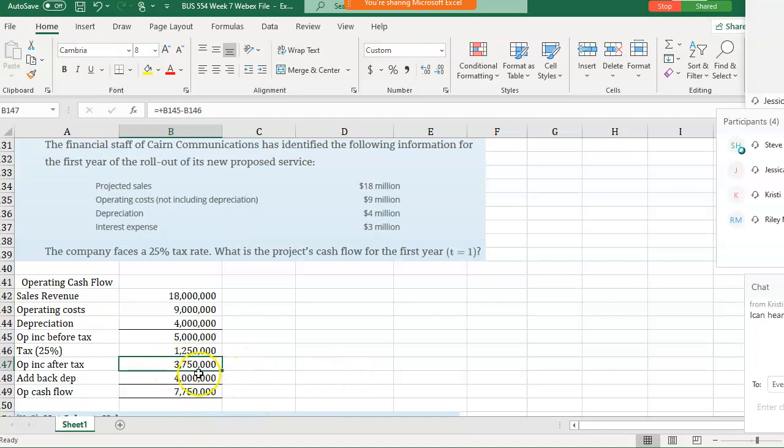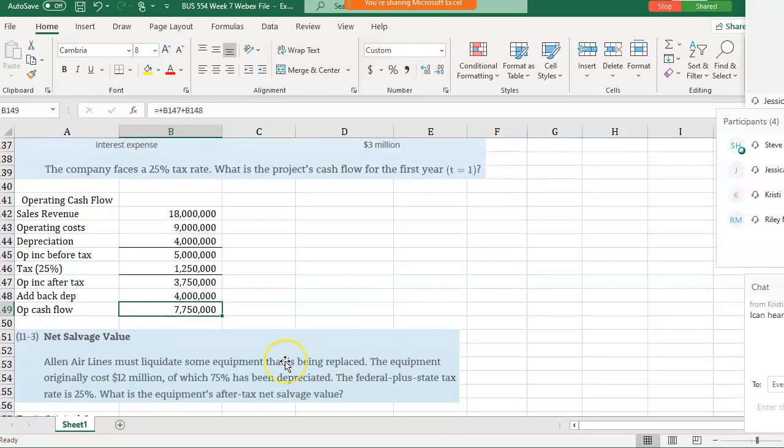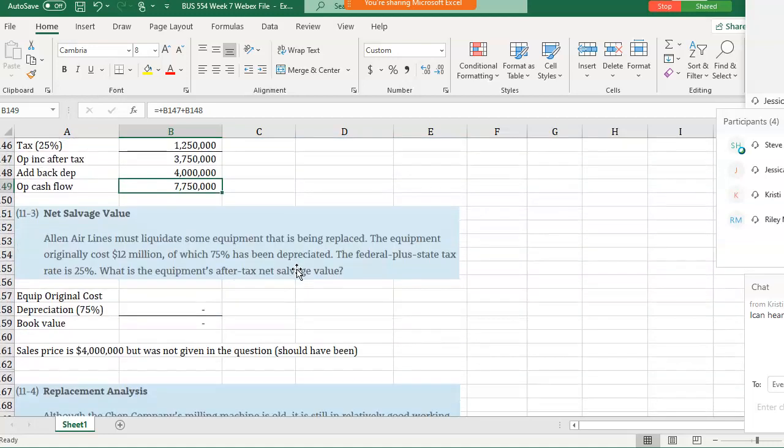So my operating income after tax at $3,750,000, I need to add back the depreciation, that non-cash expense, and that gives me what my cash flow will be, $7,750,000. So my year 1, T1, cash flow is $7,750,000. Okay, that's the format we walk through when we do that. And you'll have a few questions in MindTap that will deal with that.